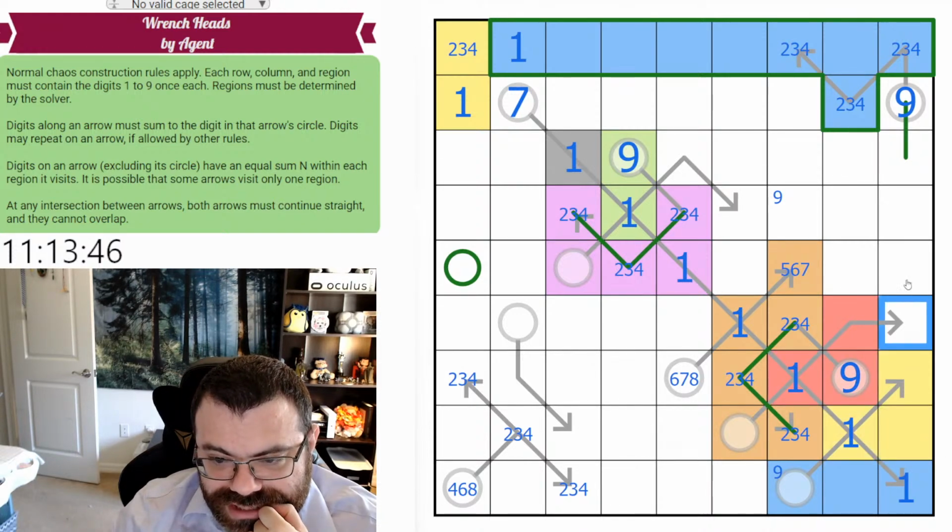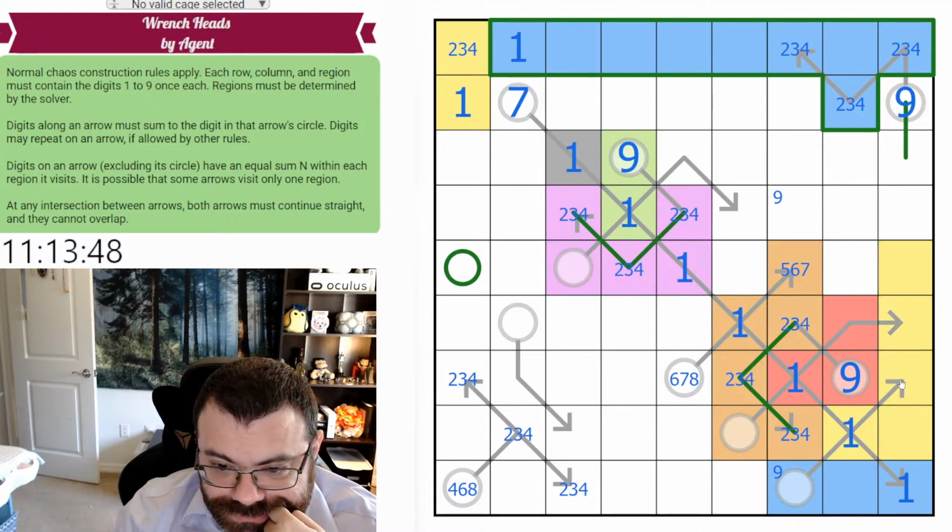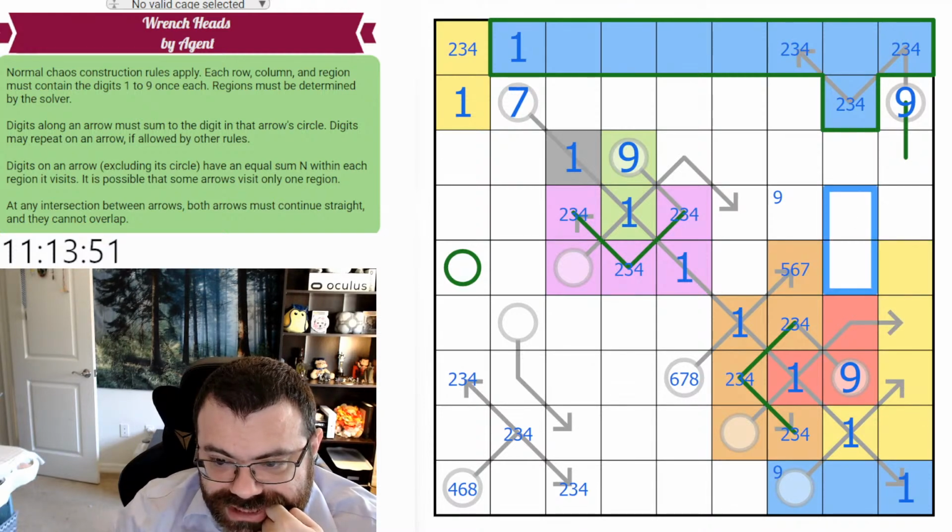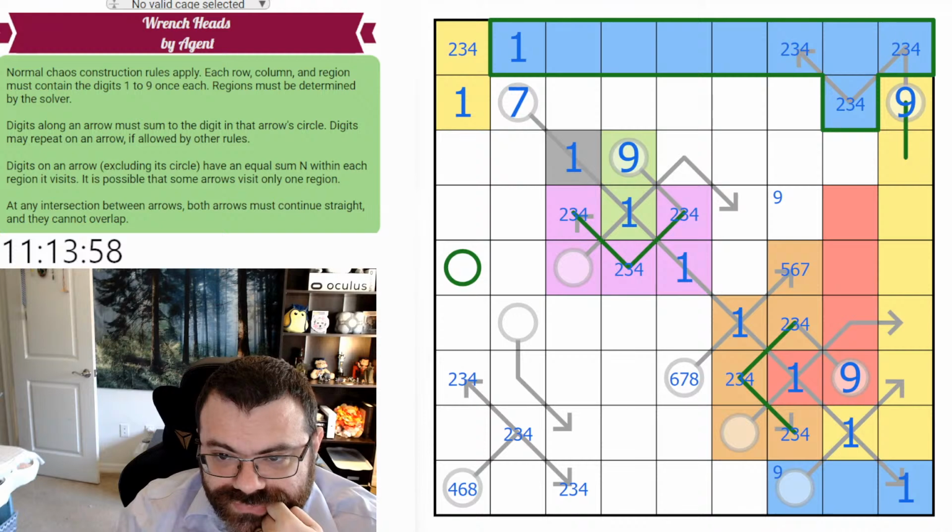Now this yellow has to connect up and get out. Red has to get out more. Yellow has to get out more. 1, 2, 3, 4, 5, 6. These are part of the same region. And then yellow finishes here. Very nice. And then red's coming out. 1, 2, 3, 4, 5, 6. Okay.